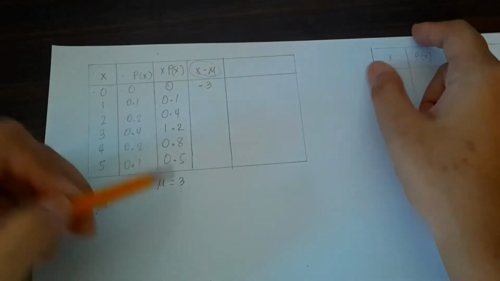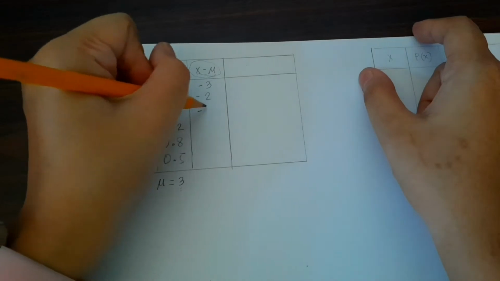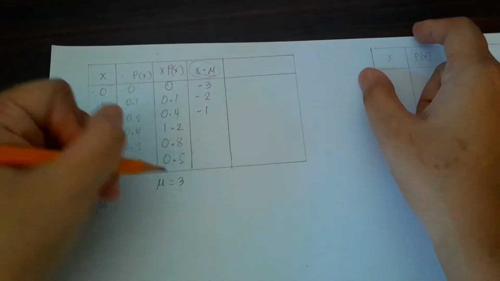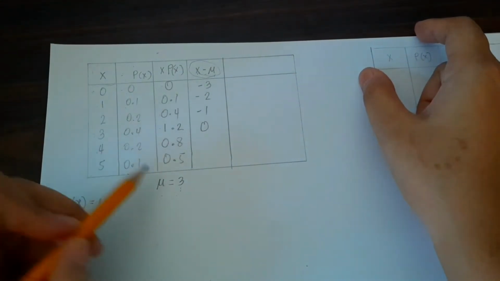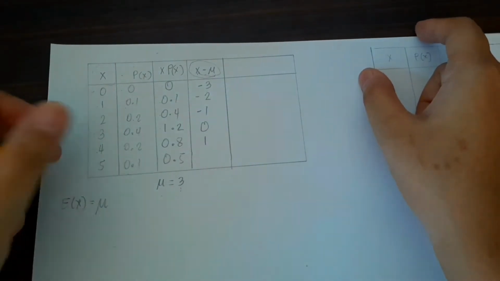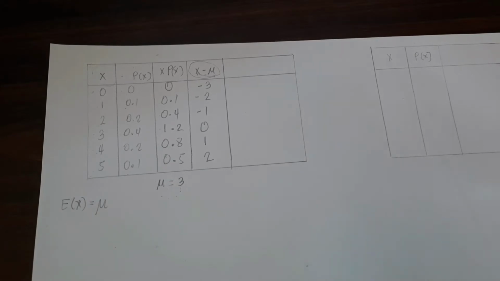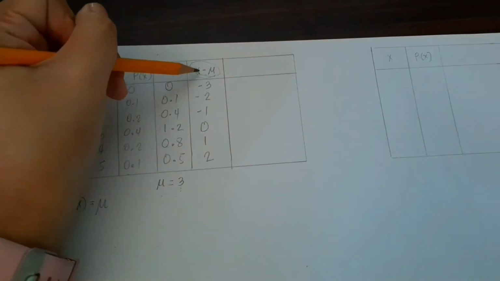1 minus 3 is equal to negative 2. 2 minus 3 is equal to negative 1. 3 minus 3 is equal to 0. 4 minus 3 is equal to positive 1. And 5 minus 3 is equal to positive 2. So, now we have the x minus mean. After natin yan is we need to square the difference of the outcome and the mean. Kailangan daw natin siyang i-square.